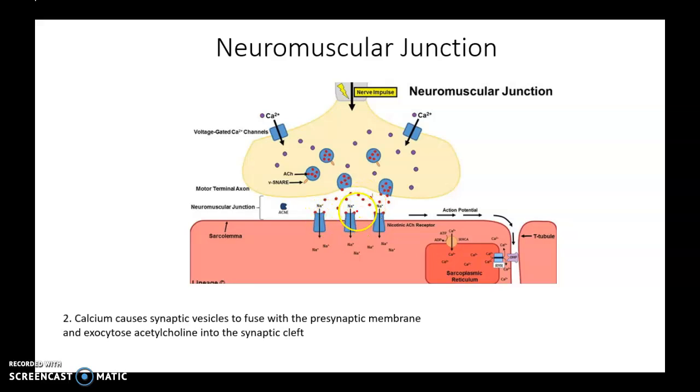So acetylcholine binds to these receptors, and eventually these receptors open up their gates, and sodium from the extracellular space rushes into the muscle fiber. So acetylcholine binds to the ligand gated sodium channels on the sarcolemma, and sodium enters the muscle fiber.